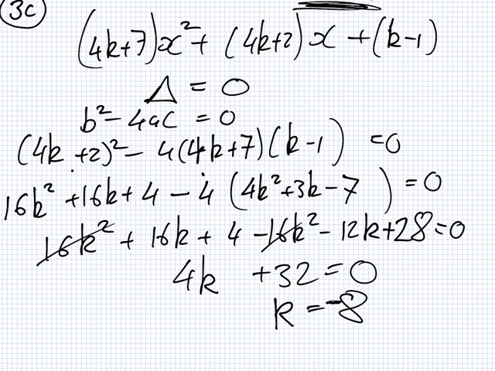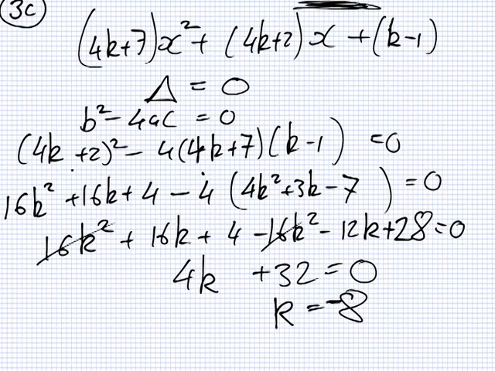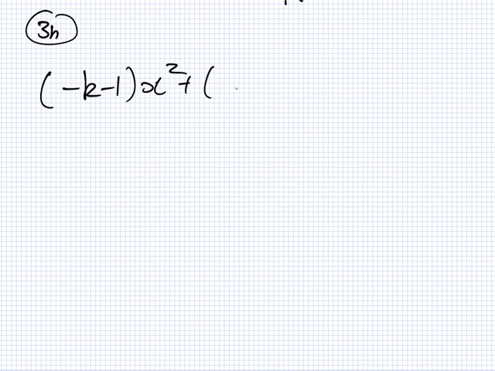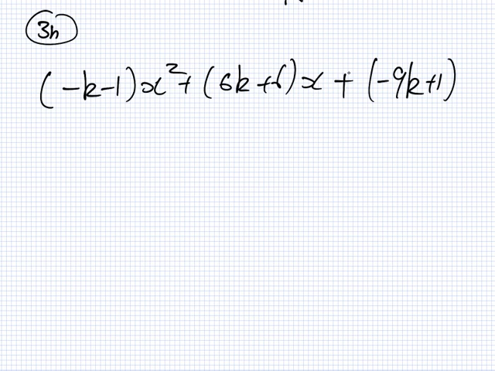Fahad, you were asking me for this one. Do you have this written down? I can scroll down? Okay. So you were asking me for 3n, so give me the quadratic then. Bracket minus k minus 1, x squared, plus bracket 6k plus 6, x plus minus 9k plus 1, plus 5 sorry. 1 and 5 are quite different.